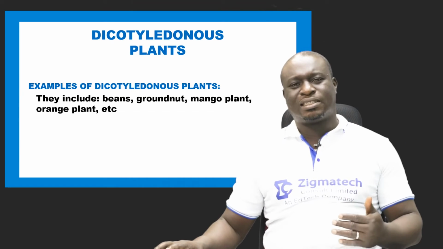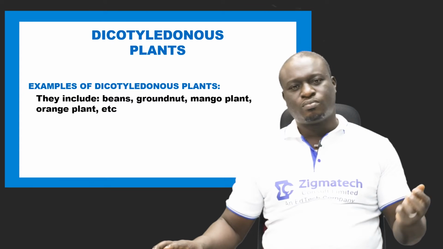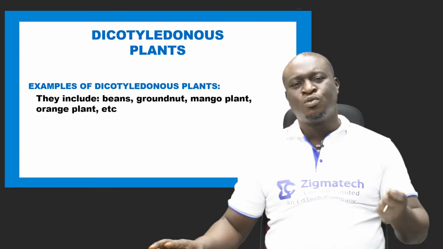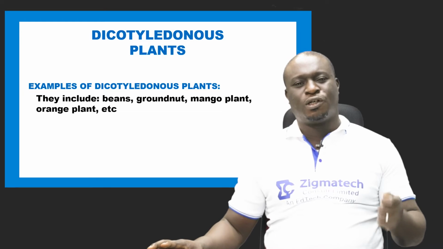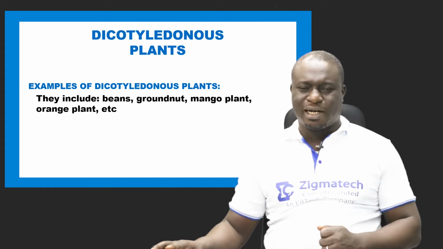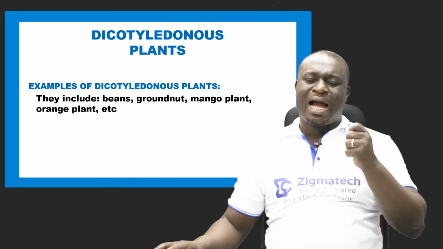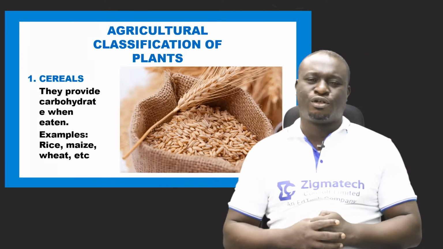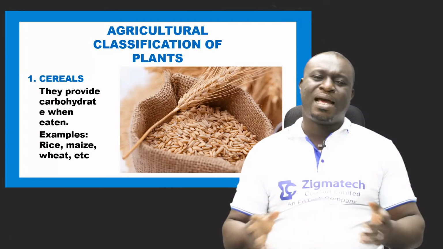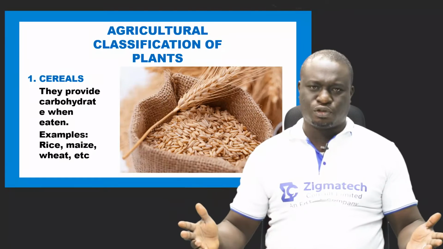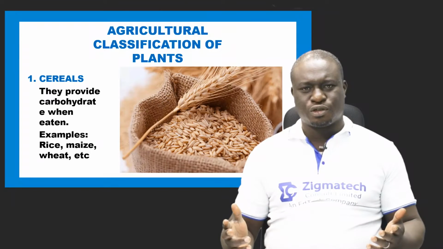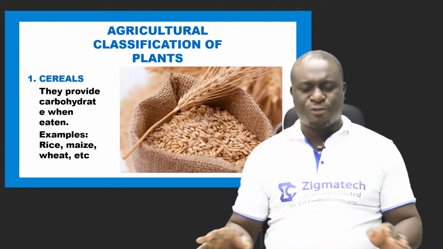Remember, we said that plants can be classified into three. We have botanical classification, we have agricultural classification, and we have classification based on life cycle. So the next is agricultural classifications of plants. Now, plants agriculturally can be classified into so many groups or divisions, but we're going to be looking at just very few of them.